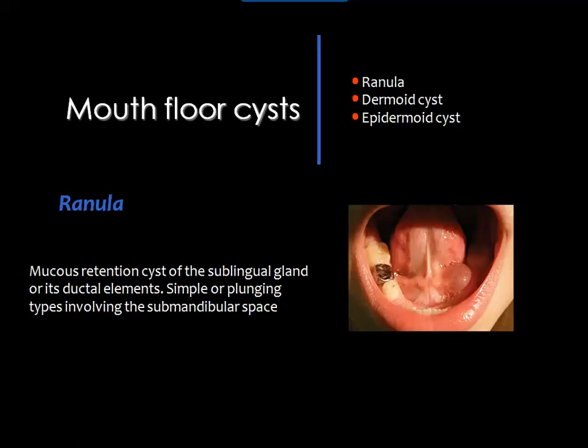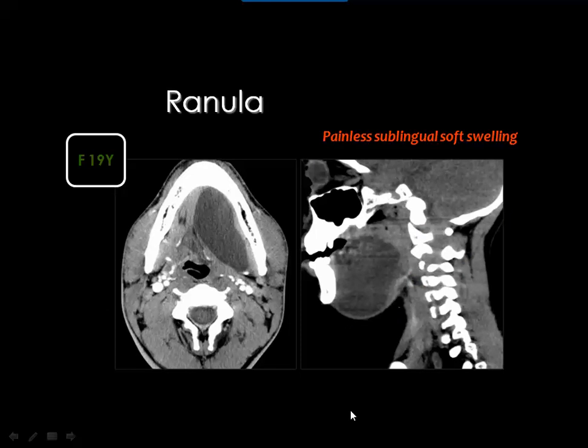Then we come to the cystic lesions that can be seen in the mouth floor. These are mainly three types: the ranula, the dermoid cyst, and the epidermoid cyst. The ranula is a commonly seen cyst in the mouth floor in clinical practice, and this is just a mucus retention cyst of the sublingual salivary glands. And we have two main types, the simple and the plunging ranula, but many times you cannot differentiate between both, but sometimes you can differentiate.